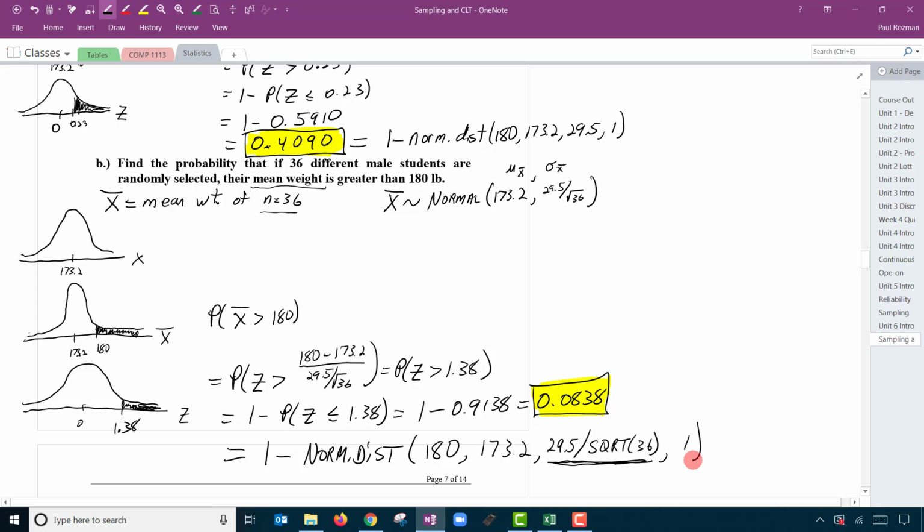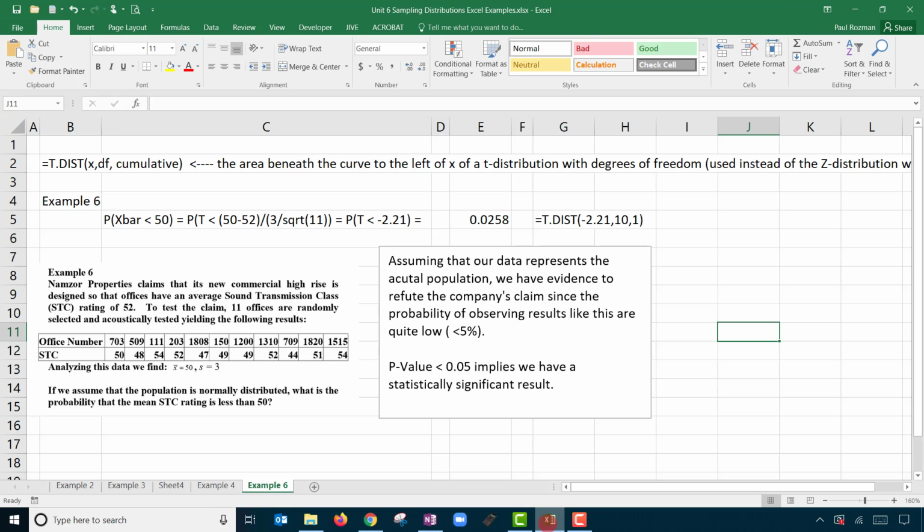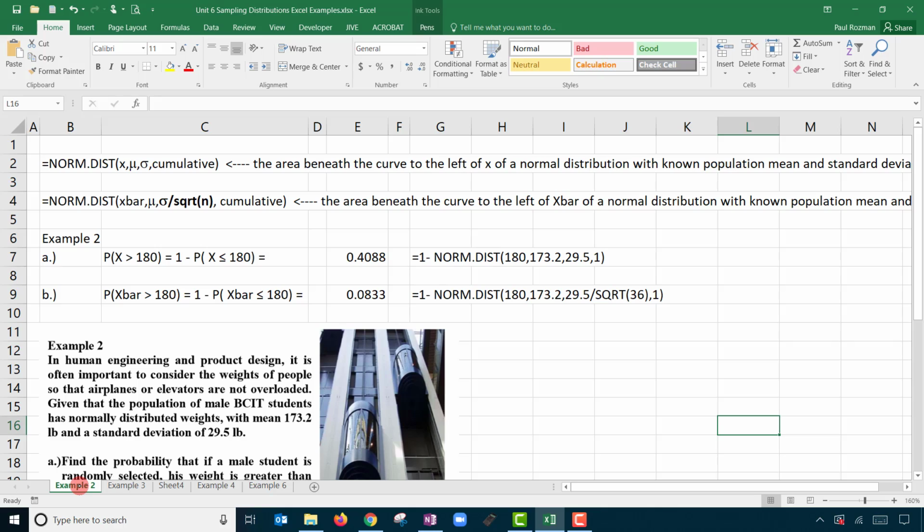I did do this in Excel already. You want to take a peek? Example 2 here. I'll post this document so you can see the difference between the formulas. Here's regular norm dist, and then now we're doing, for the mean, I had to sort of modify the standard deviation to be the standard deviation for the mean. So I kind of wrote it out up here. If you want the norm dist of x bar, just make sure you divide by square root of n.